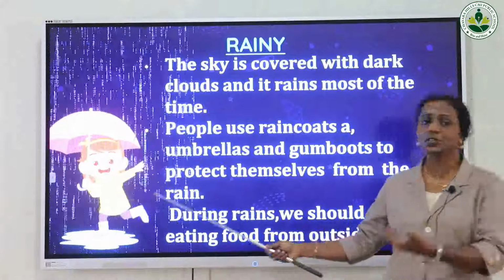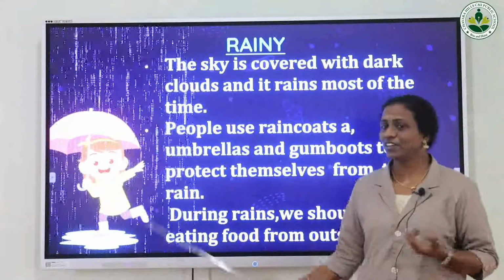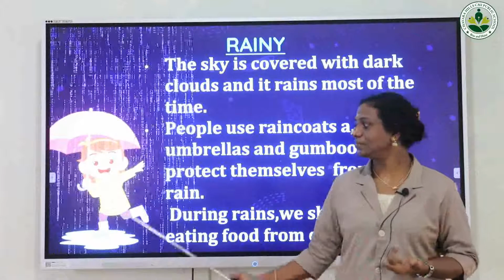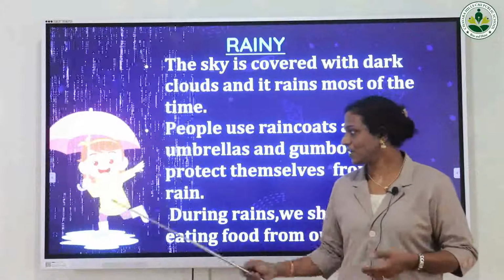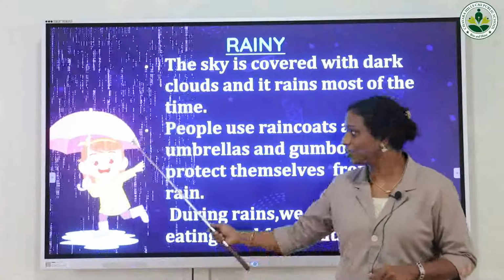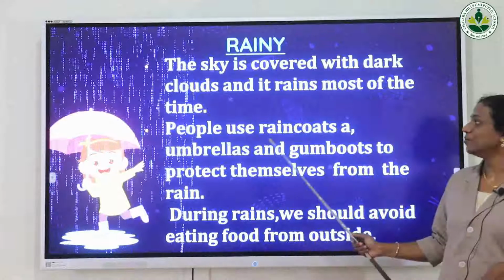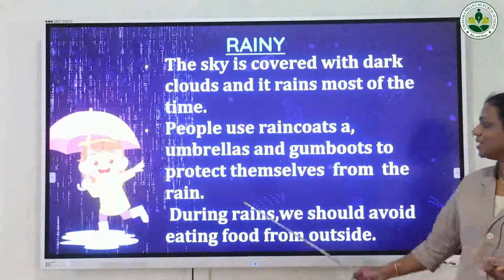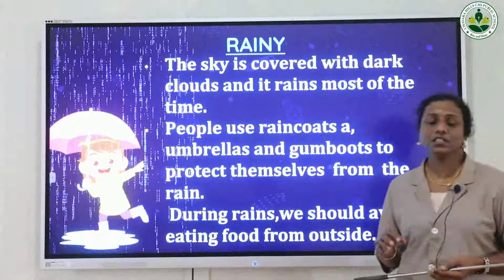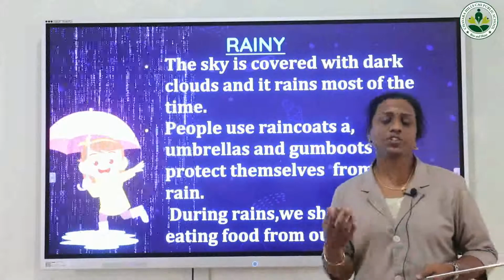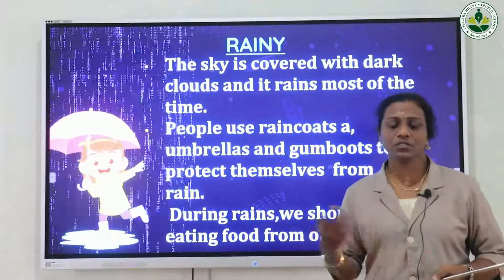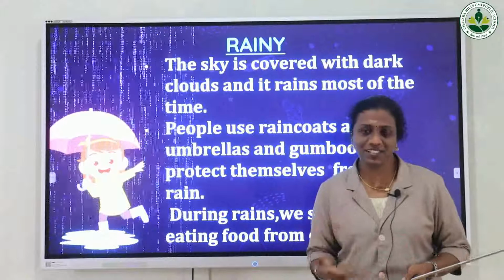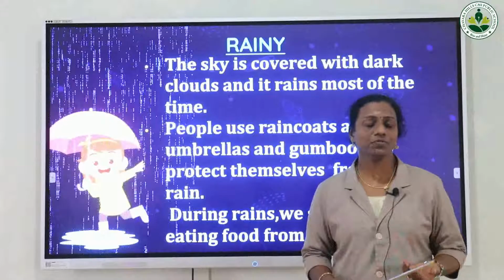And at that time what do we have to use? We have to use an umbrella, and what else did we study in the last chapter the first time? Yes, we have to wear a raincoat and gum boots, and we have to use an umbrella also when we are going outside. People use raincoats, umbrellas, and gum boots to protect themselves from the rain. And during the rainy season, if you are going outside, don't eat too much food from outside. Why? During the rainy time, there is a chance of many kinds of diseases spreading. So you should avoid the food from outside.